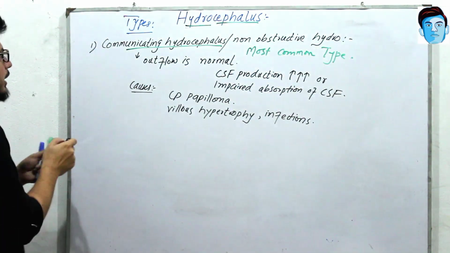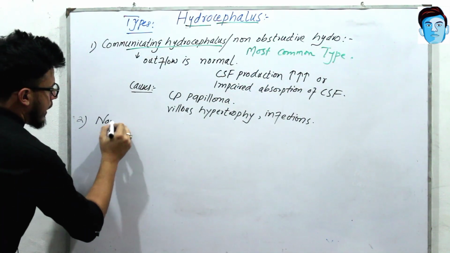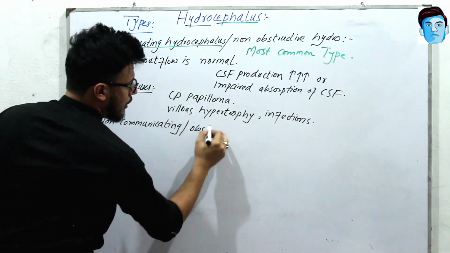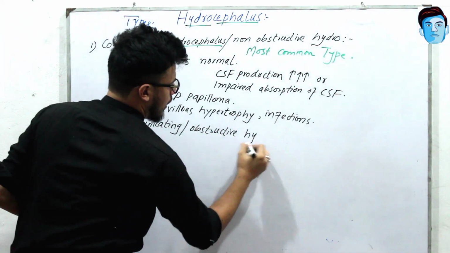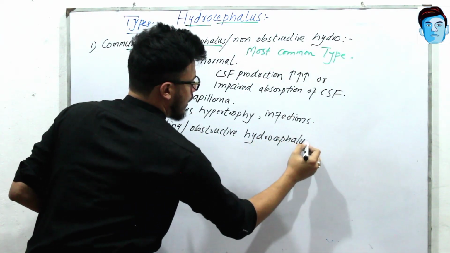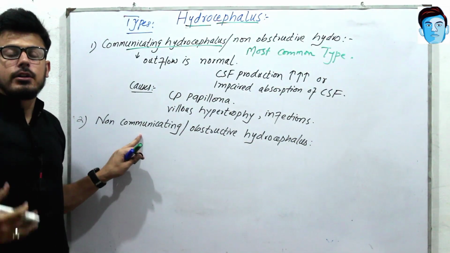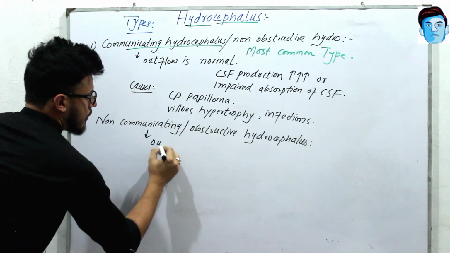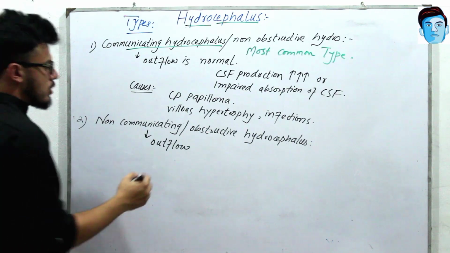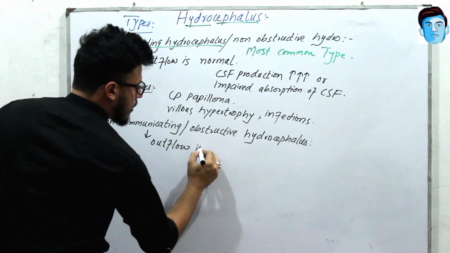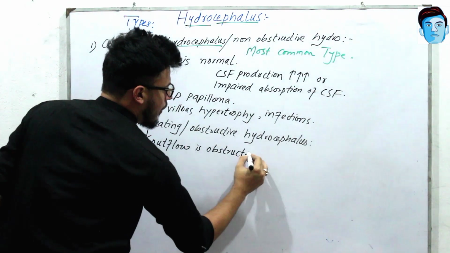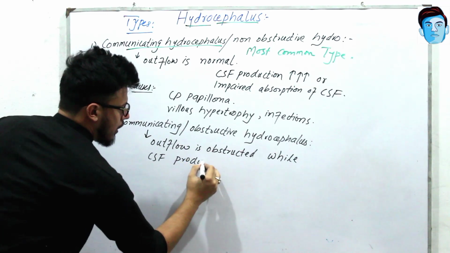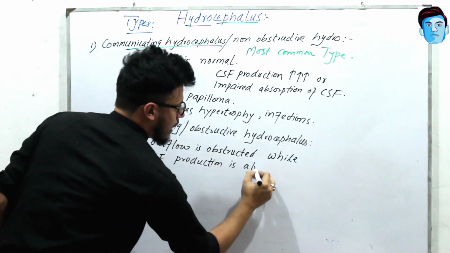Now let's discuss the second type of hydrocephalus, called non-communicating hydrocephalus, or obstructive hydrocephalus. It means that the ventricles are not communicating with each other. It means the outflow is not normal; there is obstruction in the outflow, while the CSF production is almost normal.